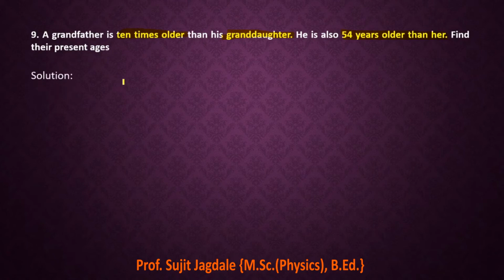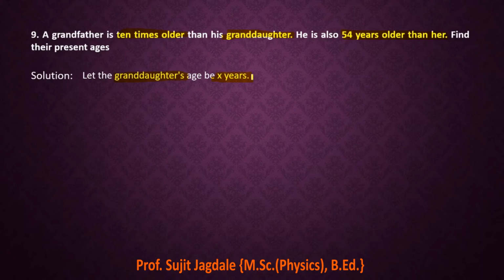Now actually two conditions are given for the grandfather's age as compared to the granddaughter's age. So that's why we are going to consider the granddaughter's age to be x years, because the age of the grandfather is compared with the granddaughter.